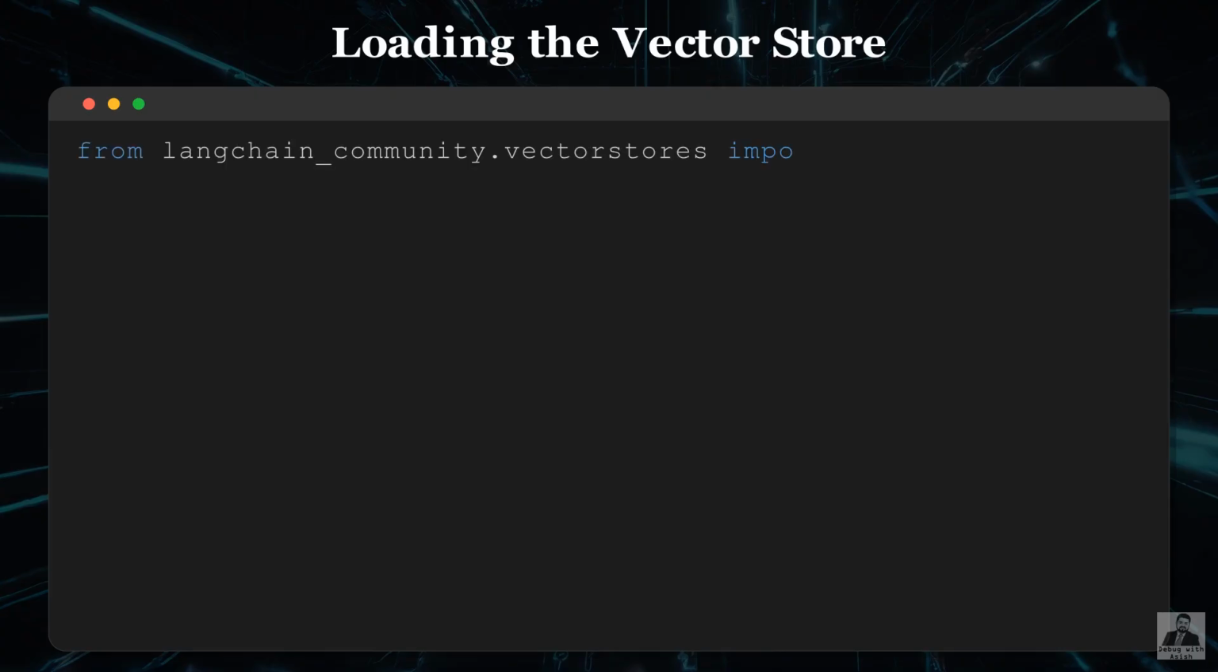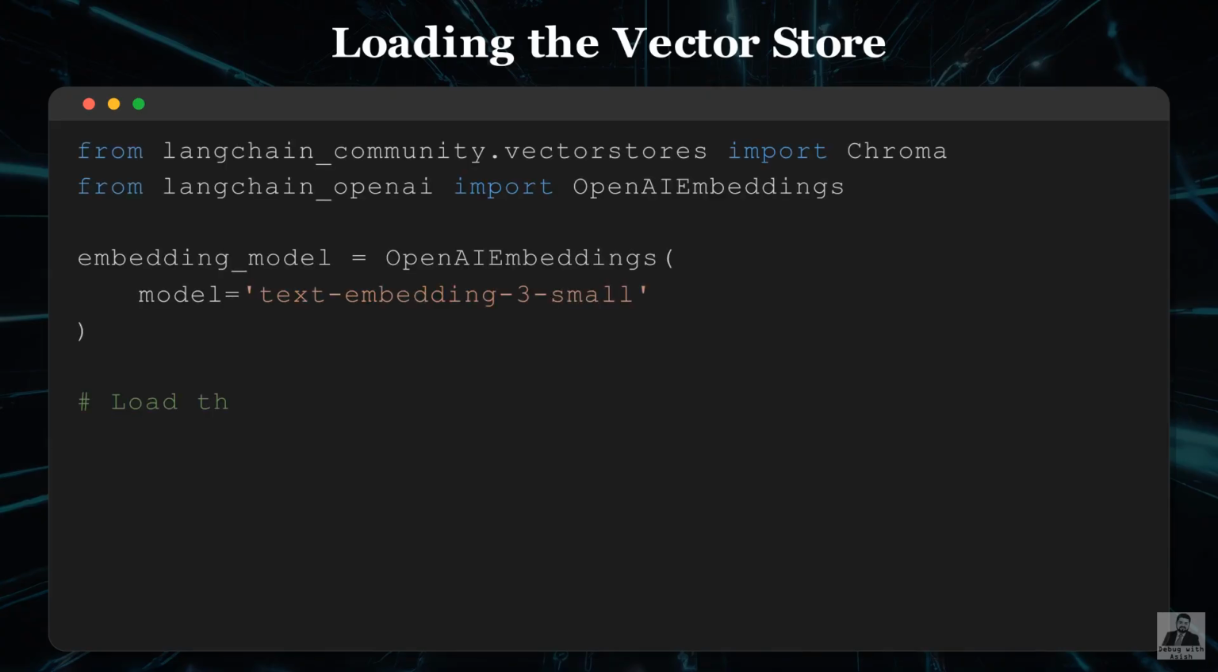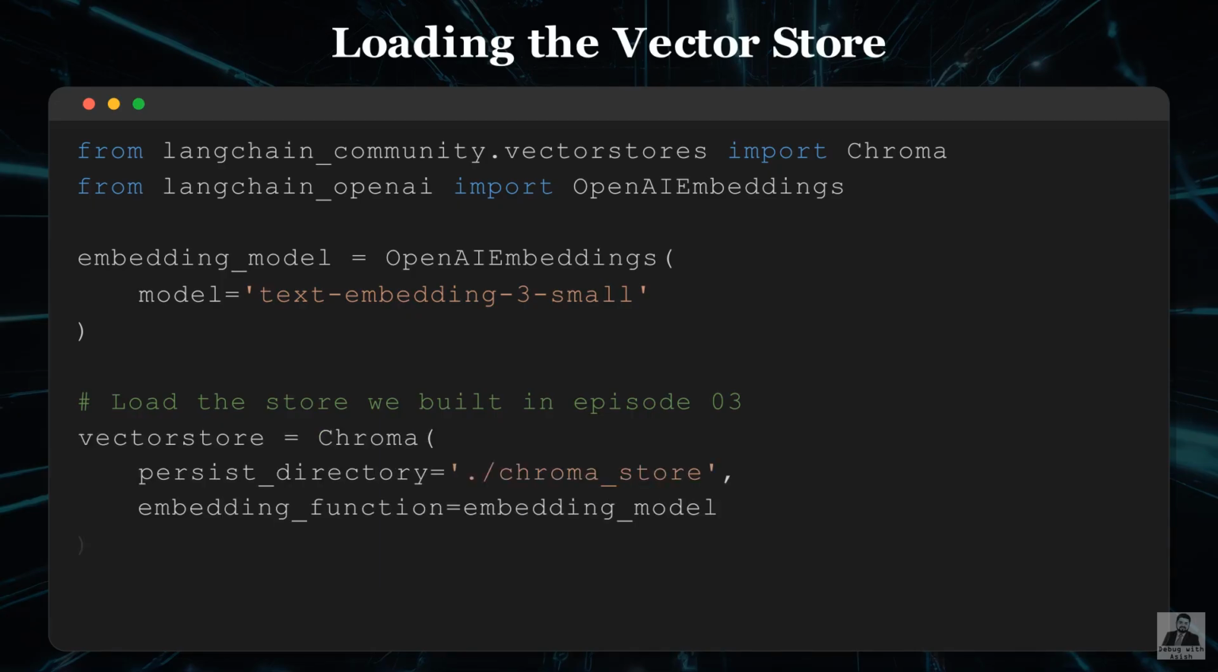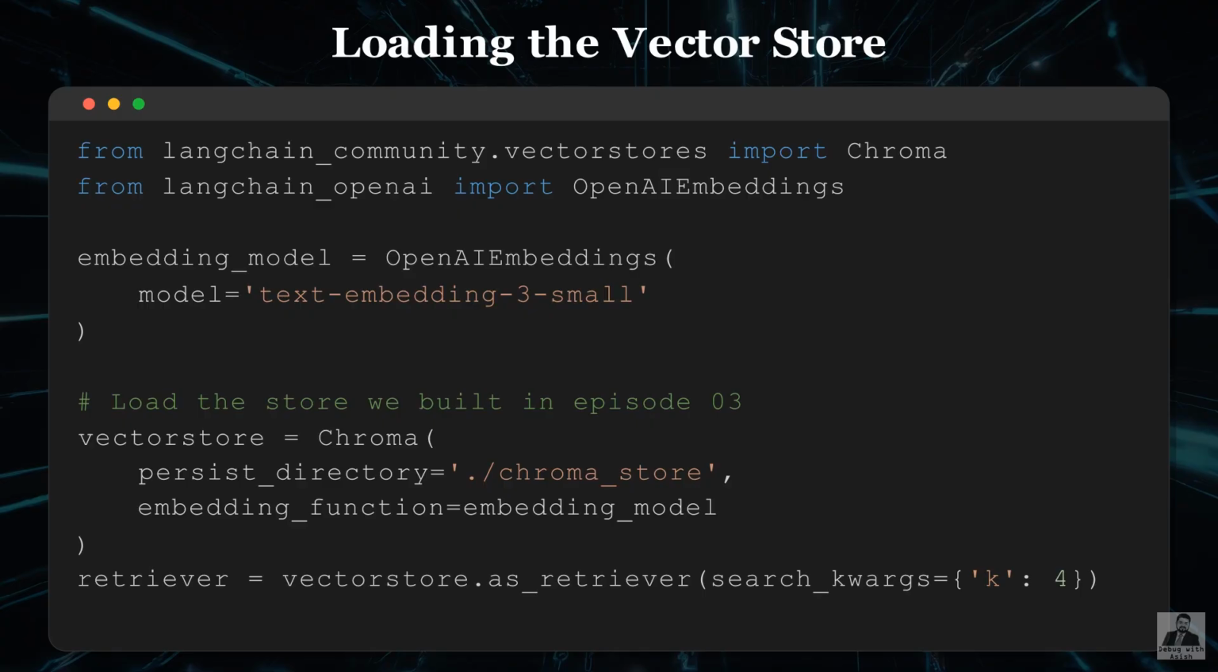We start by loading the Chroma vector store we built in episode 3. We point it at the same persist directory and pass the same embedding model. Then we call as retriever and set k to 4. This means every query will return the 4 most relevant chunks from our database. K is a tunable parameter. Higher values give the language model more context, but also increase the prompt size and cost.